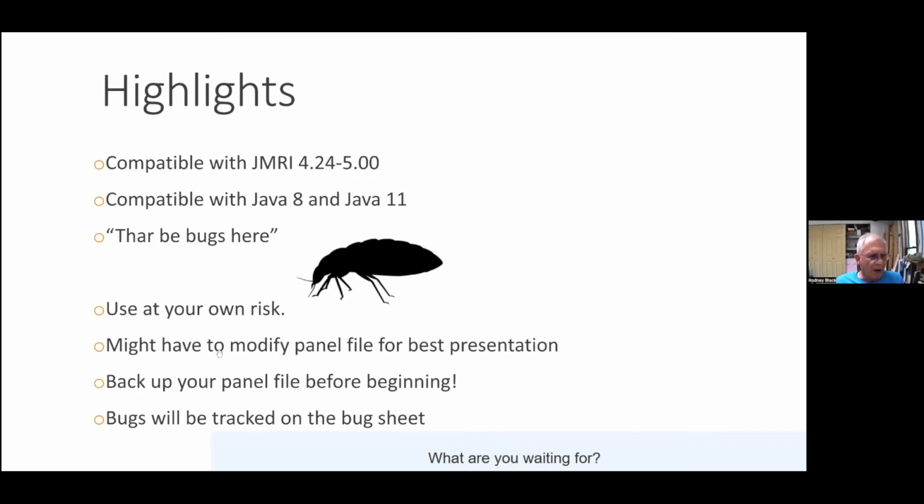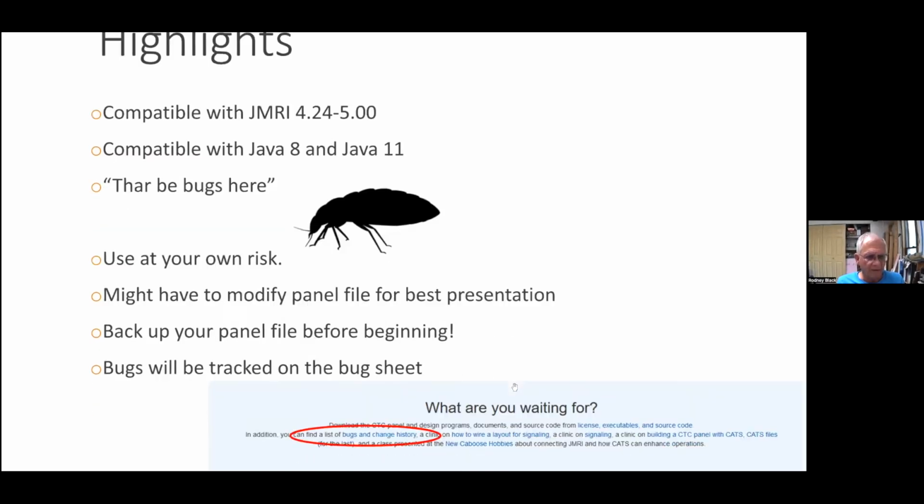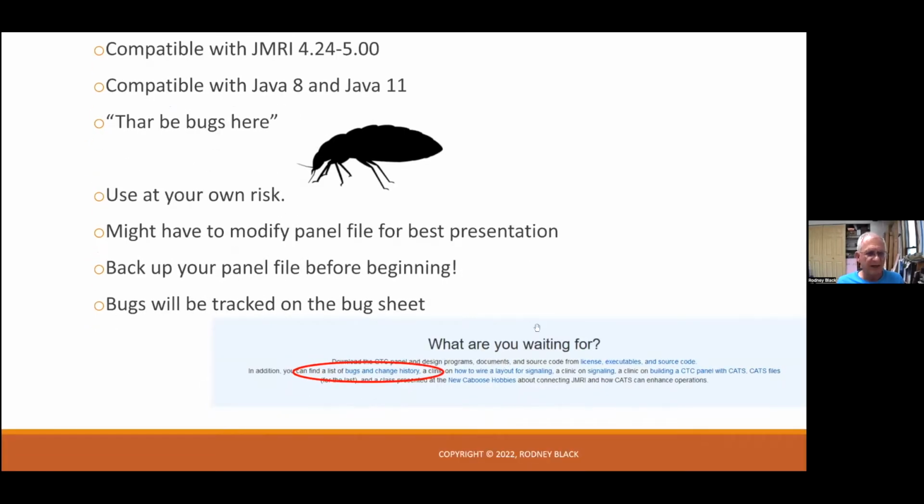You might have to modify a panel, your panel file, for best presentation. There's a new version of Designer coming out as well. And that means be sure you back up your panel file before you begin. And bugs will be tracked on the bug sheet. Where do you find those? If you go to the CATS website down here, there's a link you can click on, and that's where I've got the latest bugs and changes and stuff like that.